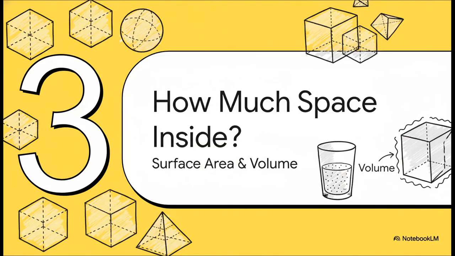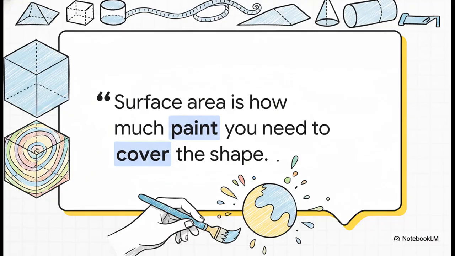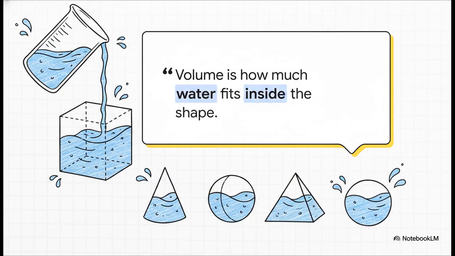All right, so we figured out how to measure the skin of a shape, the wrapping paper, if you will. Now for Section 3, let's talk about what's inside the box. We're tackling the 2 biggest measurements in 3D geometry, surface area and volume. Let's keep things simple. Surface area, which we just looked at, is just the outside. The easiest way to think about it is paint. How much paint would you need to buy to cover every single nook and cranny on the outside of an object? That's its surface area. Volume, on the other hand, is all about the inside. It's about capacity.